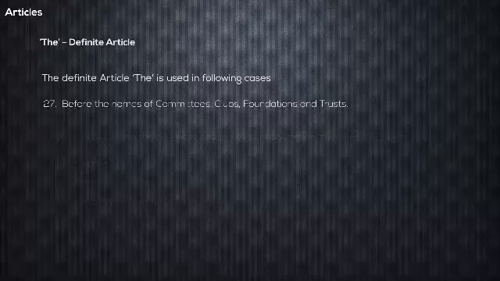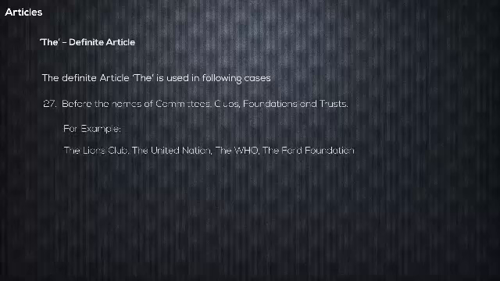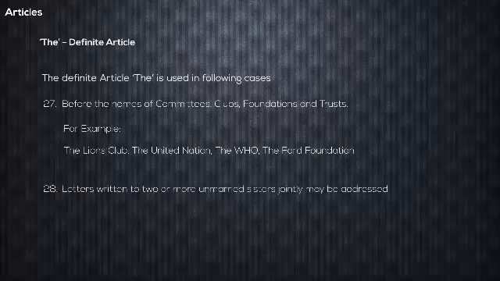27th. Before the names of committees, clubs, foundations and trusts. For example, the Lions Club, the United Nations, the WHO, the Ford Foundation. 28th. Letters written to two or more unmarried sisters jointly may be addressed. For example, the Mrs. Smith, the Mrs. Anderson.